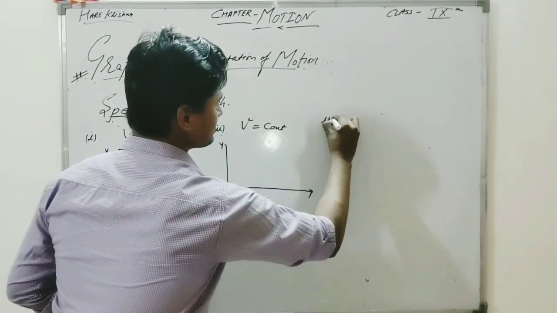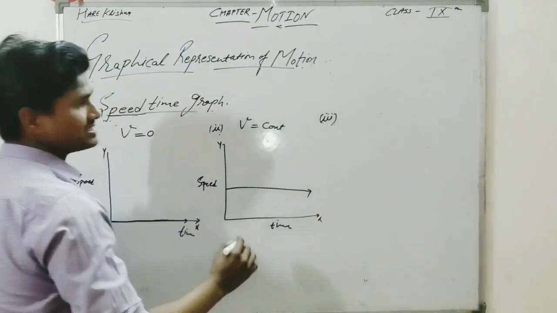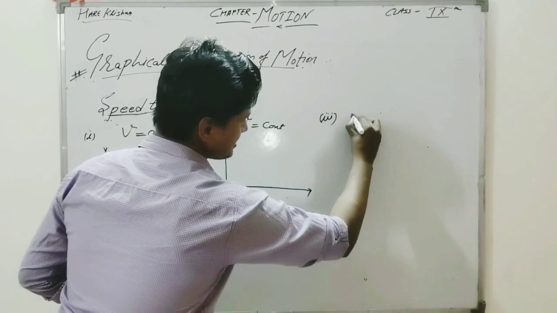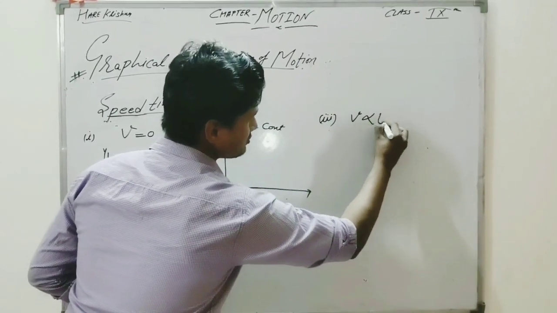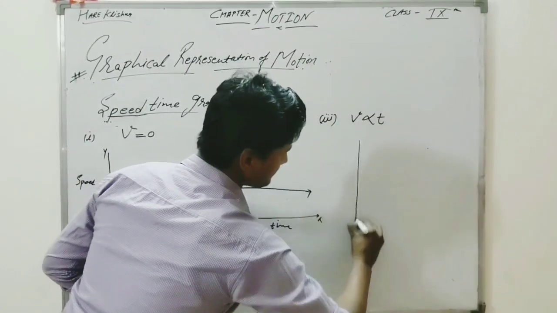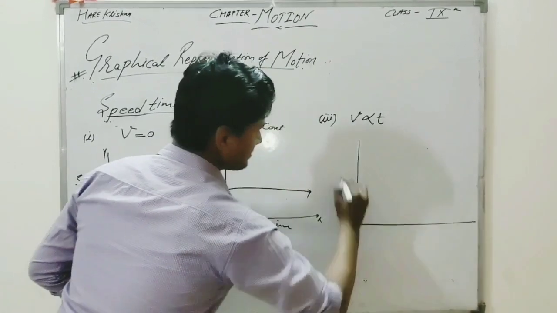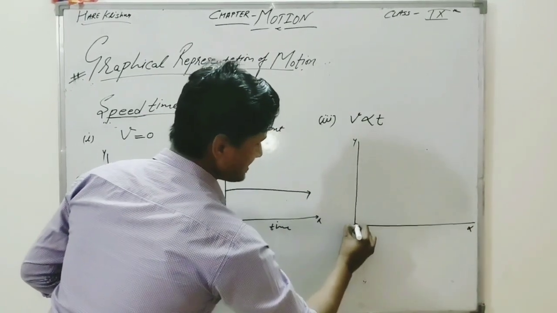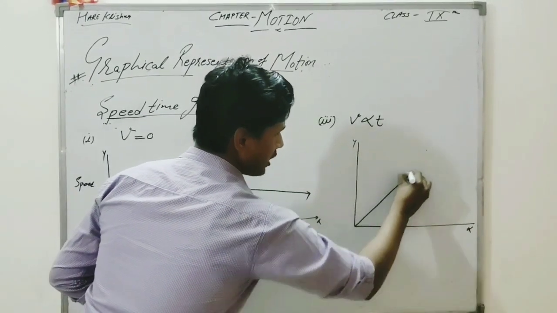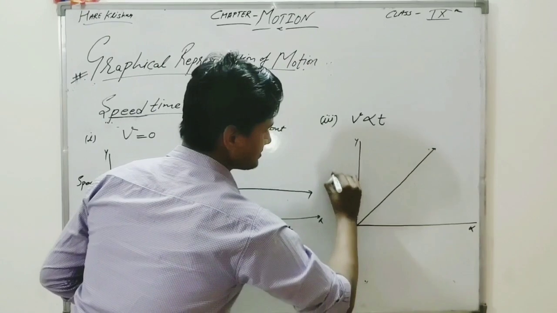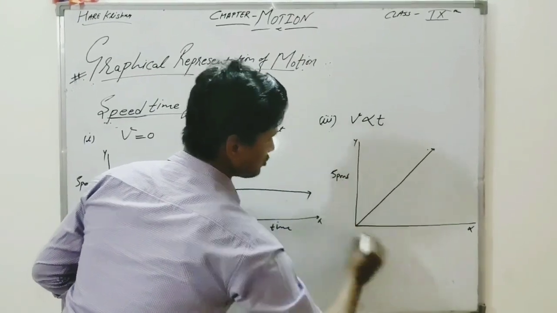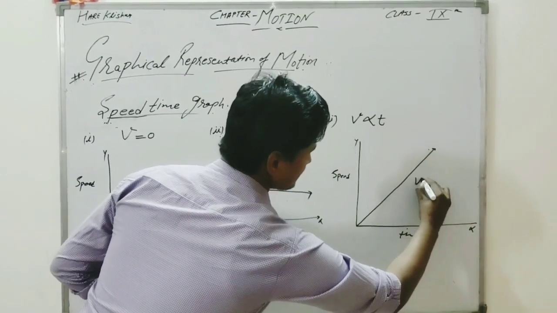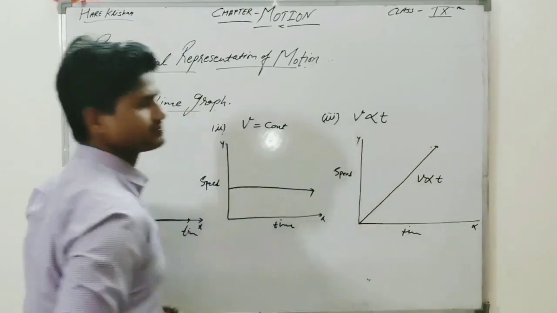In the third condition, when the body is in uniformly accelerated motion, it means with the time, the speed also increases. The graph we obtain along the y and x-axis is a straight line, which shows speed is proportional to time.